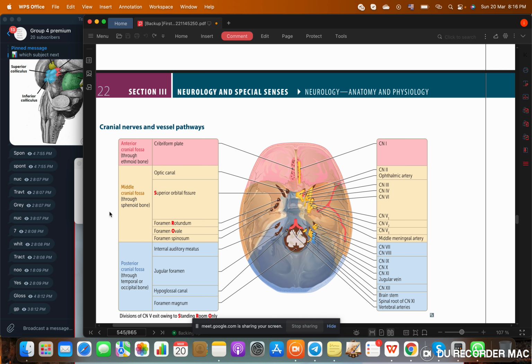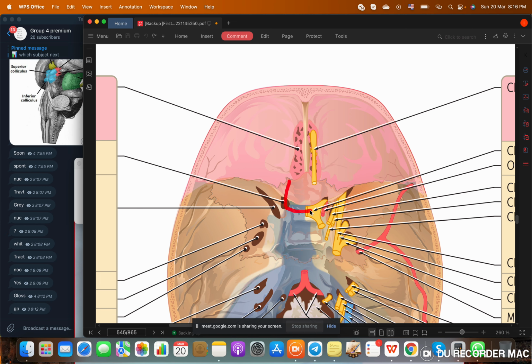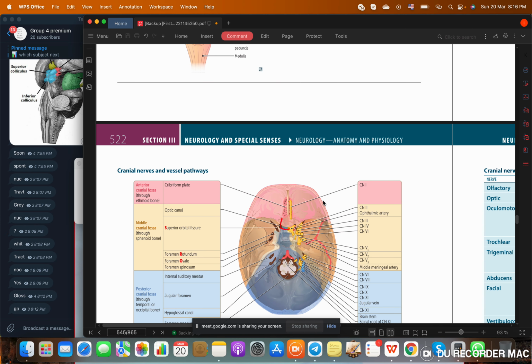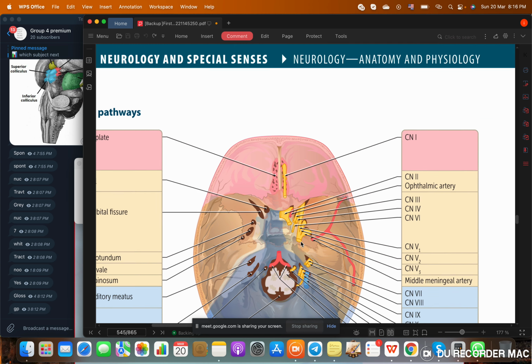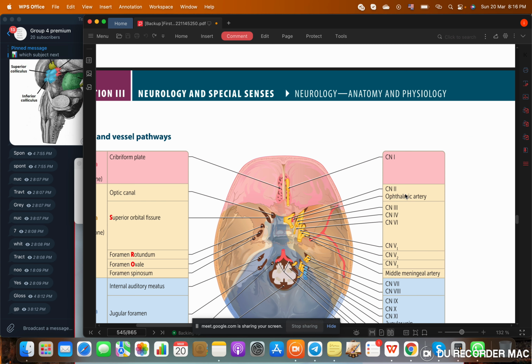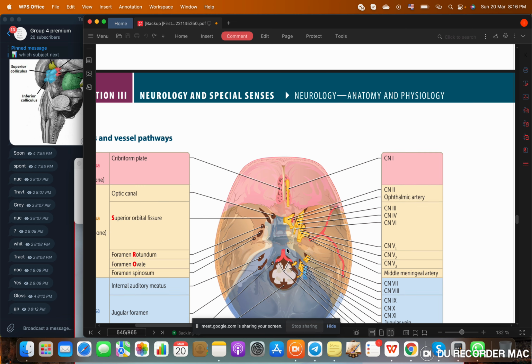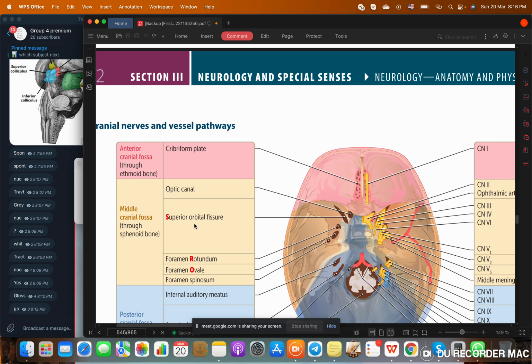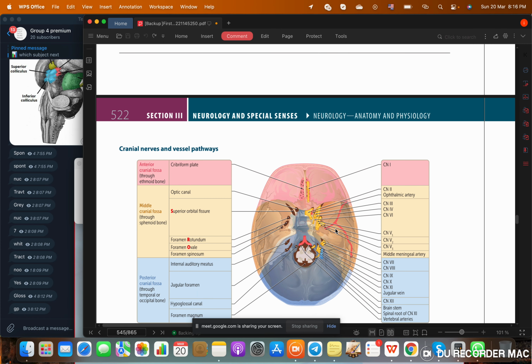Okay? The middle cranial fossa goes something like this. We have the optic canal and we have the cranial nerve number 2, which is the optic nerve. It goes through the optic canal. Remember, it's sensory, so it goes in, not out. So it's coming in and then it forms the chiasma opticum, which continues inward. In addition, through the optic canal, we have the ophthalmic artery coming through it, which is a branch of the internal carotid artery.